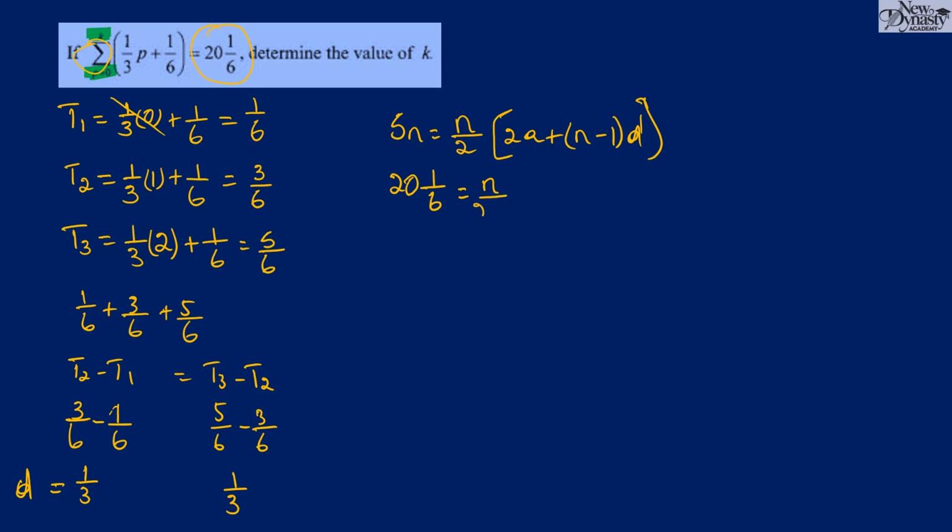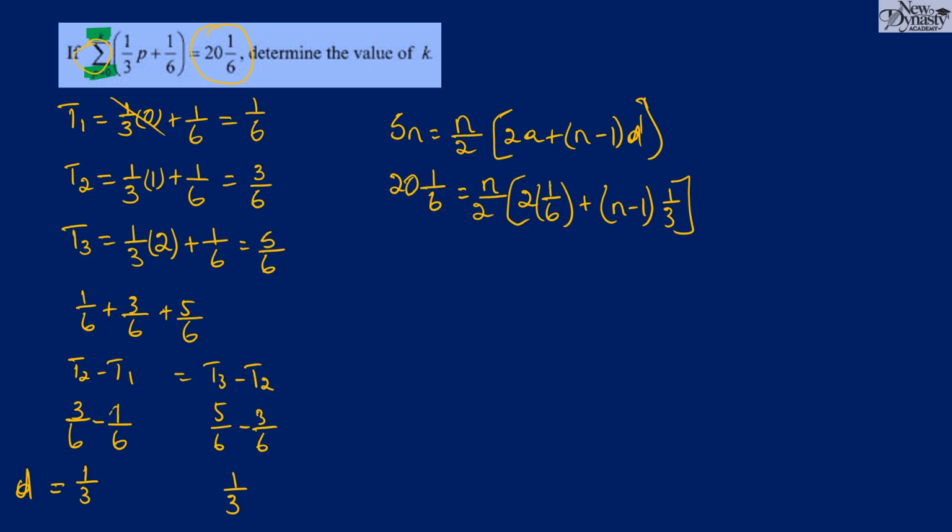N over 2 into 2 times our first term, which is 1 over 6, plus n minus 1, then our d is 1 over 3. So that's what you have there. How do we simplify this? You can first multiply the left hand side and the right hand side by 2 so that you can remove this 2 here.